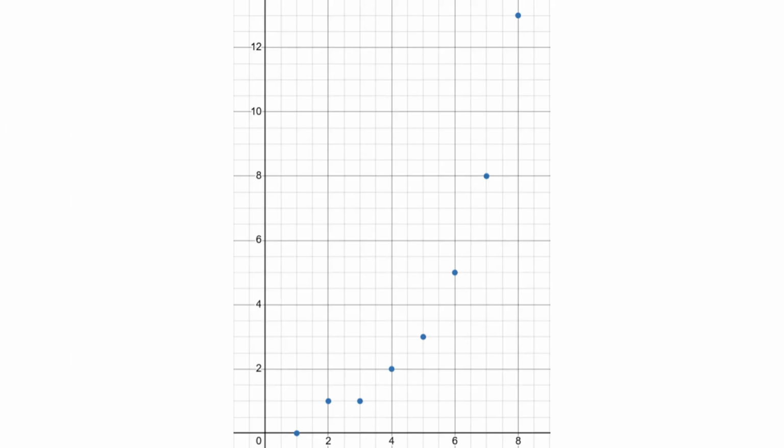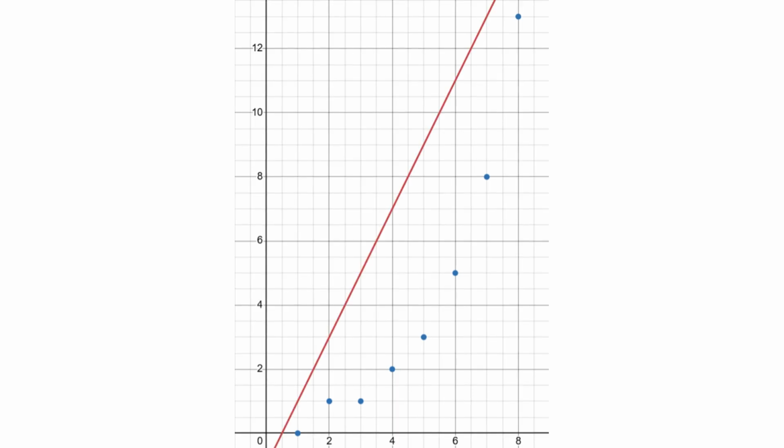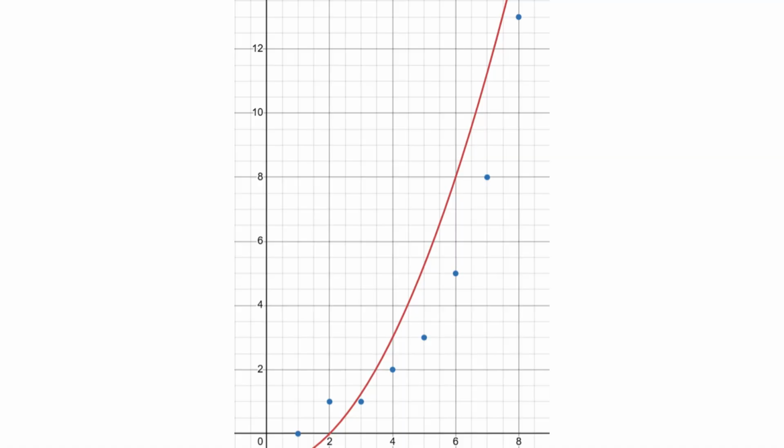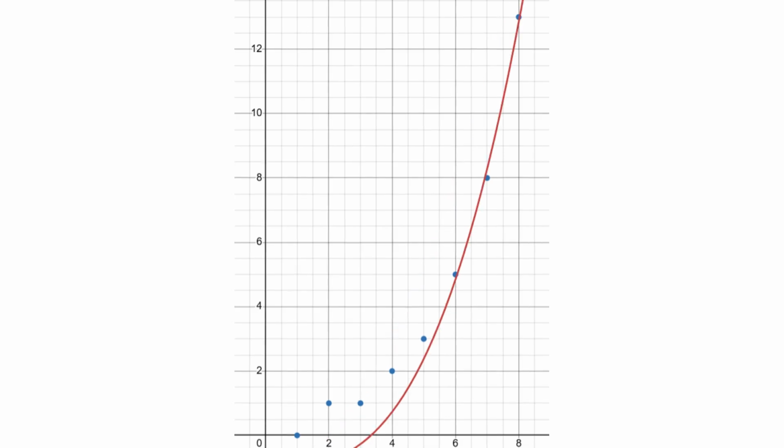Well, we can graph the Fibonacci numbers and compare them to some common functions. For example, we can try ax plus b, but the Fibonacci numbers are clearly curved. So what about ax squared plus bx plus c? Well, now the Fibonacci numbers grow too fast. In fact, too fast for any polynomial, as they grow exponentially.